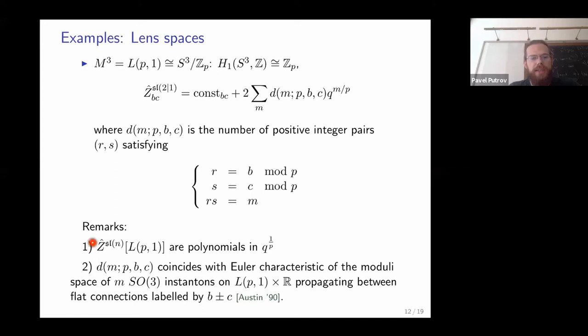So let me remark that this is already on the level of simple manifolds like lens spaces. This is very different from the Z hats for SL(N), which were just Laurent polynomials in Q to the 1/P. But here, this is some full-fledged non-trivial series. And one can also notice something, a bit of a puzzle or maybe coincidence: these numbers coincide with the Euler characteristic of the moduli space of SO(3) instantons on L(P,1), the same L(P,1) as we have here, times R, propagating between flat connections labeled by B plus or minus C, which were computed by Austin.